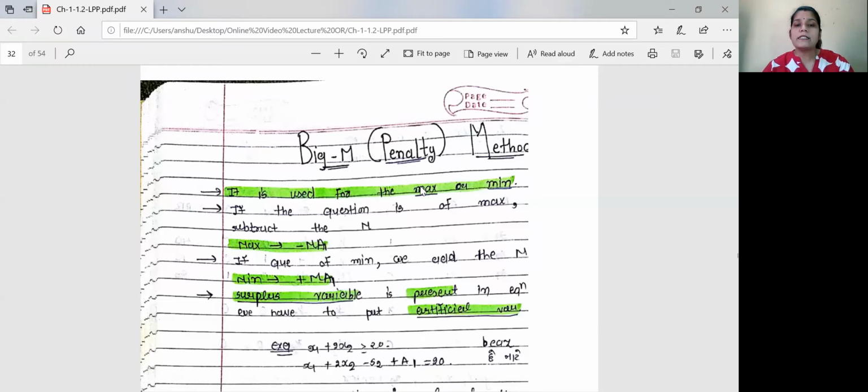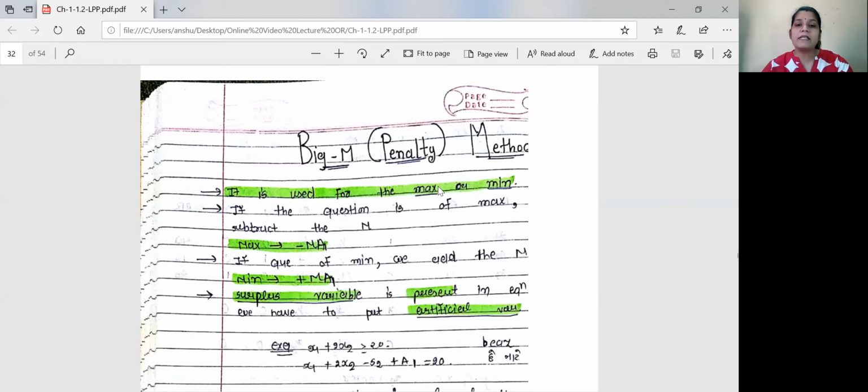In case we are given a greater than equal to sign, then this type of problem we can solve with the help of the dual simplex method. Firstly we convert the greater than equal to sign into a less than equal to sign, and after that we apply the simplex method. So today the Big M method, whose other name is the penalty method.